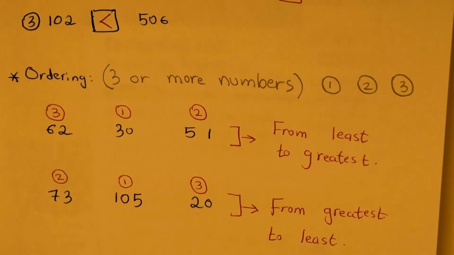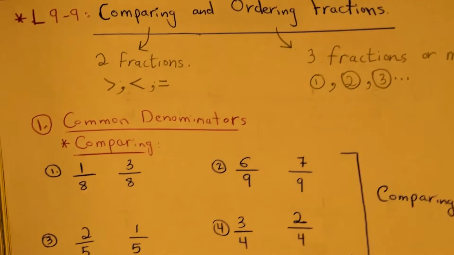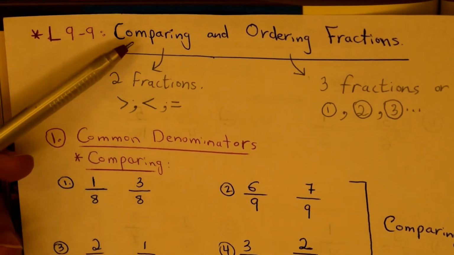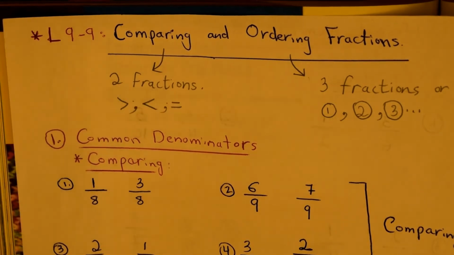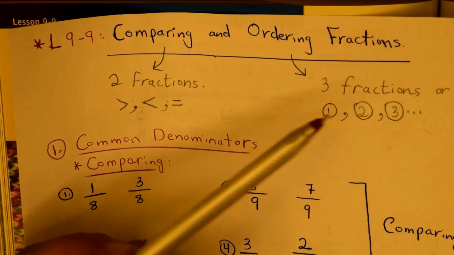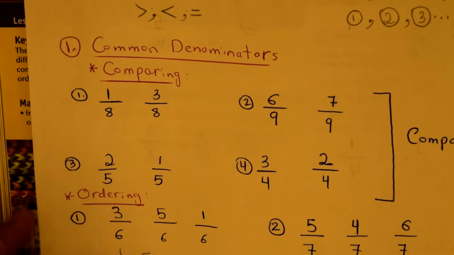Okay. Now we will start comparing and ordering fractions. So again, we said when I'm having two numbers or two fractions, I will use comparing. I will use greater than, smaller than, or equal. And for ordering fractions, I will have three fractions or more. Then I will say this is the first, second, and third. So we will start with comparing.